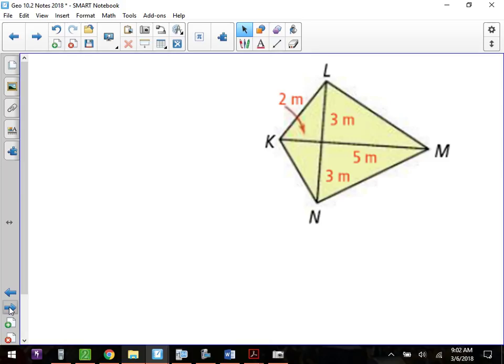Hey, what kind of a shape is that? It's a kite. How do you find the area of a kite?